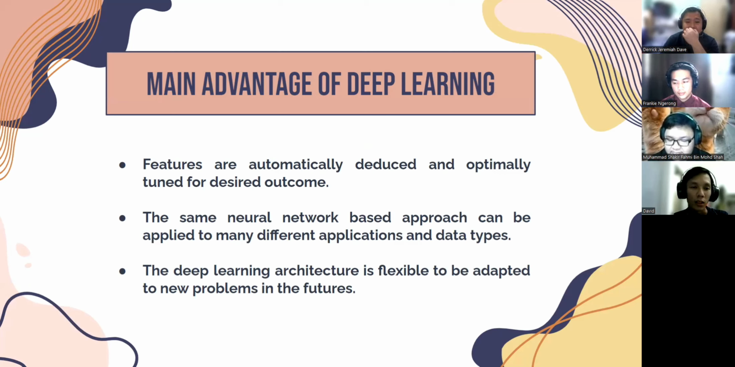So continue to Task 1, number 4, which is about explaining the advantages and limitations of deep learning. So the main advantages of deep learning is features are automatically detected and optimally tuned for the desired outcome. Second is the same neural network based approach can be applied to many different applications and data types. Third is the deep learning architecture is flexible to be adapted to new problems in the future.